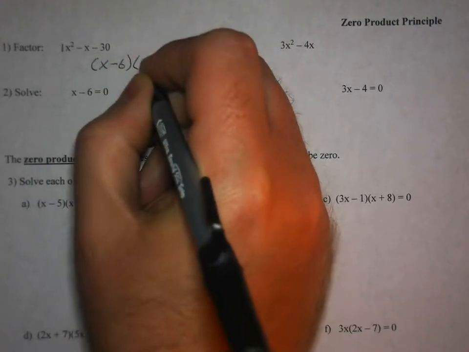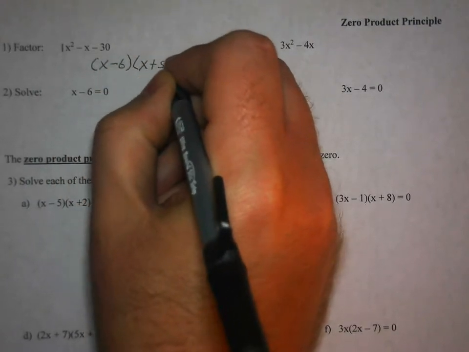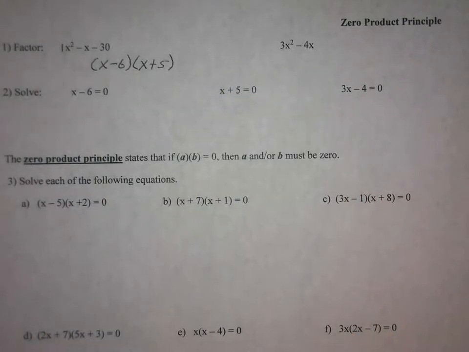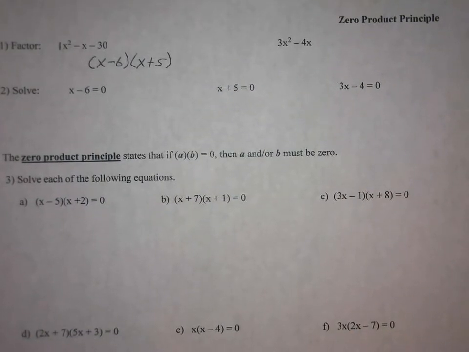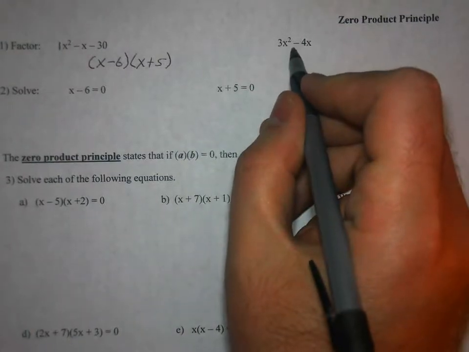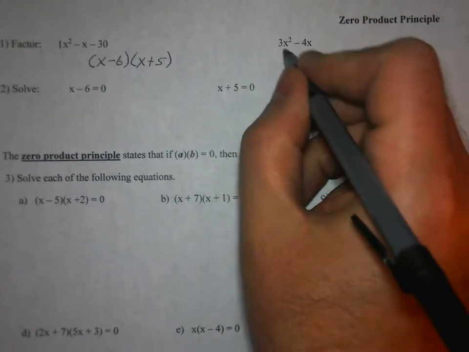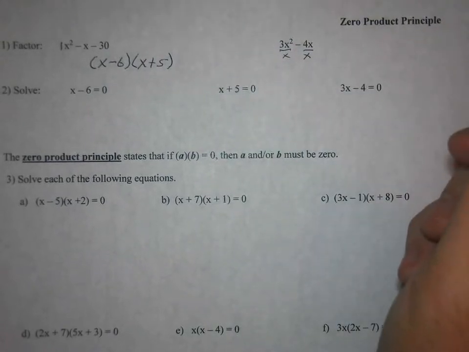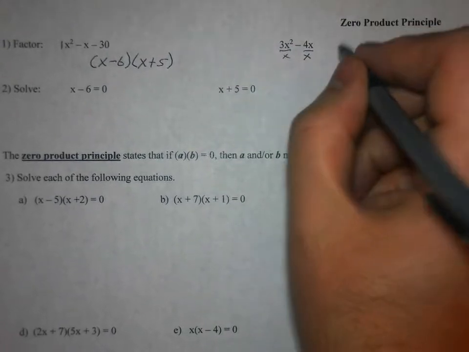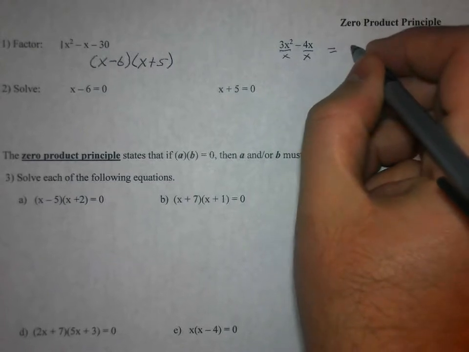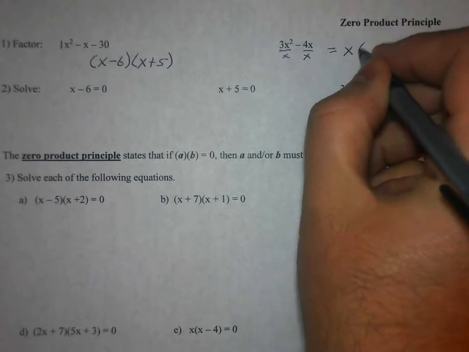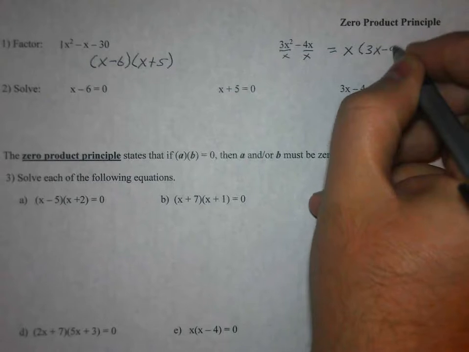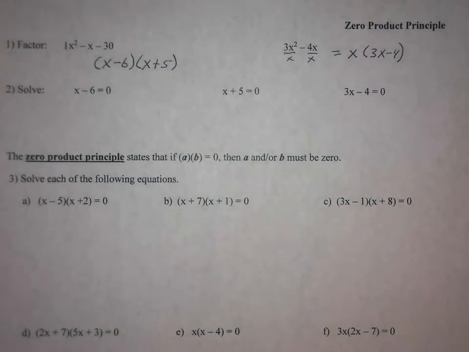If we use x minus 6 and x plus 5, that'll be the factored form. The second one is using the GCF. So notice that they're both divisible by an x, both terms. So x times 3x minus 4. So that will be the factored form of that second polynomial.